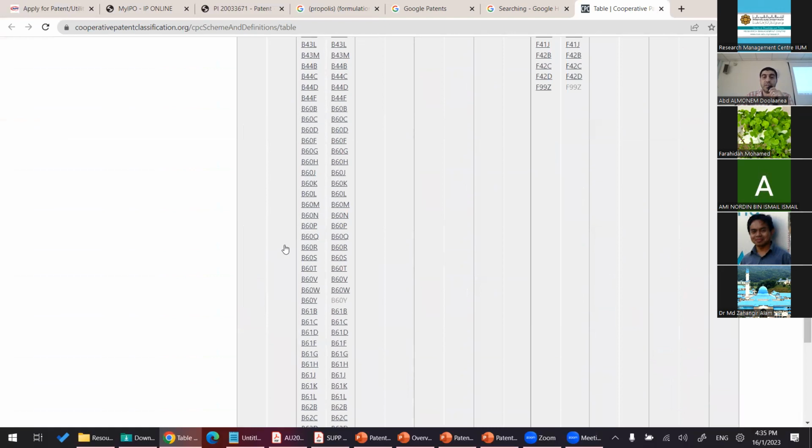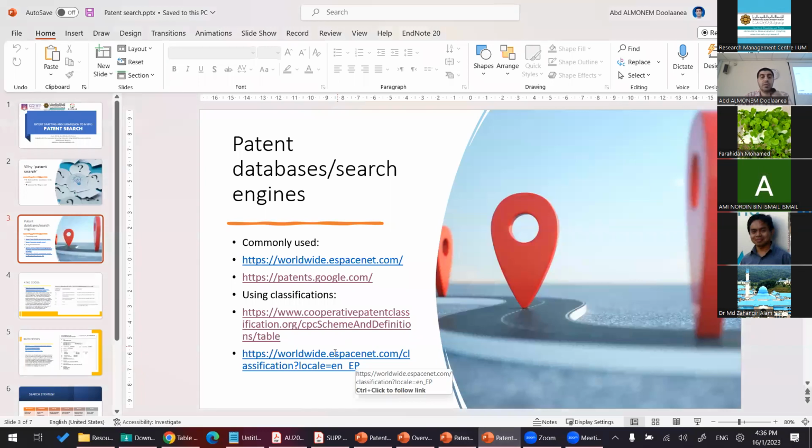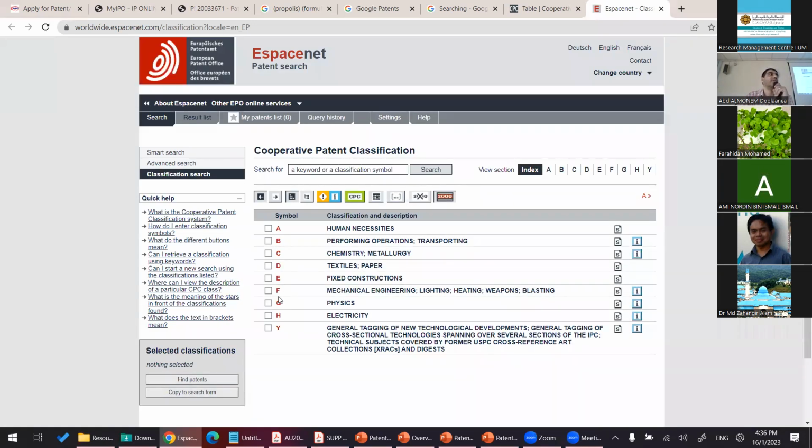This is all the classifications. What I mean by classifications, you remember we always check the patent according to the field of invention. They classify the patents when they file the patents. They put classification for each patent according to their field. So for human necessities, it starts with A. For performing operations, transportation, it starts with B.